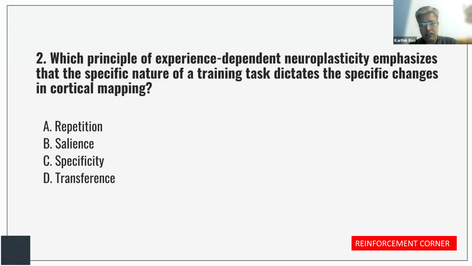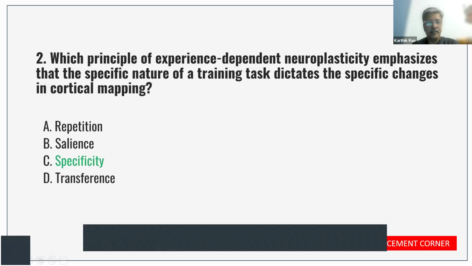So that brings us to the reinforcement corner. I hope you were able to follow this discussion. So please give me an answer for this question, and you can put it in the chat box. Which principle of experience-dependent neuroplasticity emphasizes that the specific nature of the training task dictates the specific changes in the cortical mapping? So we have 4 options: repetition, salience, specificity, and transference. Out of these 4, which do you think is targeting the specific nature of the training task? Let me give you a few seconds to respond to this in the chat box. Yeah, and the answer is specificity.